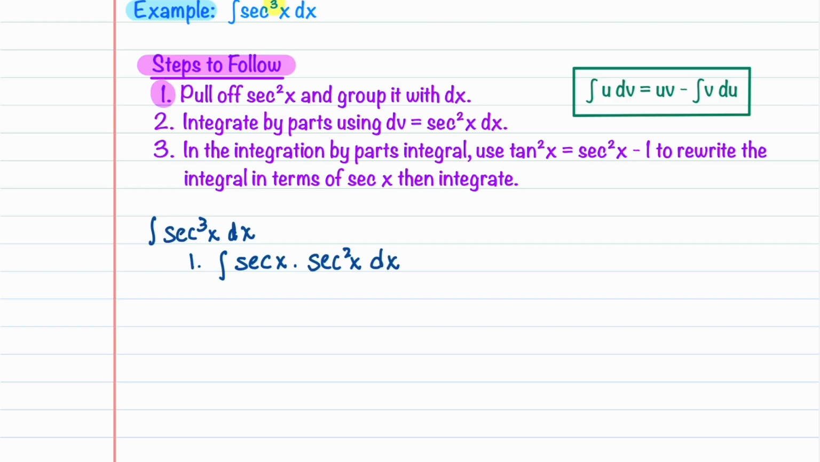The reason that we're doing this is a bit complicated, but let me walk you through this. To solve this problem, we are going to have to use integration by parts. Don't worry, I'll walk you through it.